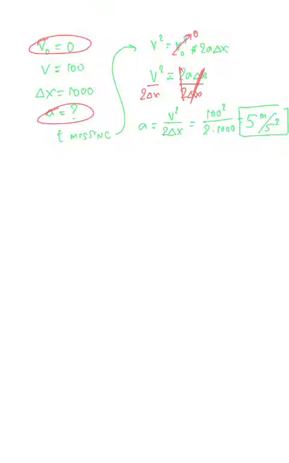So now let's do some proportional reasoning. Suppose the plane were to accelerate at double the rate of acceleration found in part A. So the acceleration is twice as much. We still have the same initial speed of 0, and we still have the same distance as 1,000 meters, and we want to find the final speed now at the end of the runway.